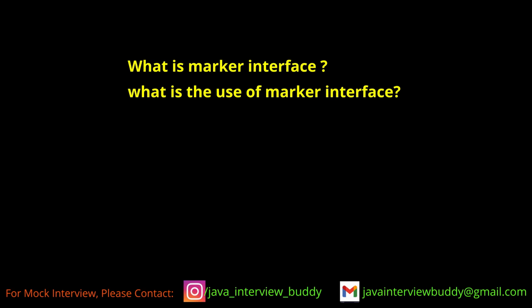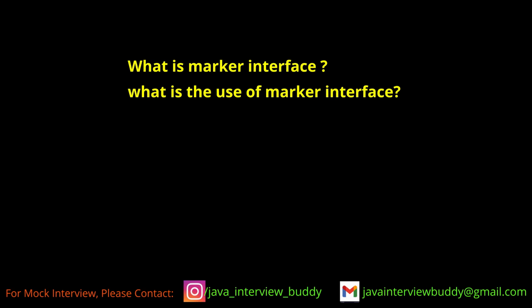But what is the use of not having anything? Every marker interface has a name. At the end of the name you will see "able": Cloneable, Serializable. The names are given purposefully, and through the marker interface the JVM will know that these classes are implementing these interfaces.